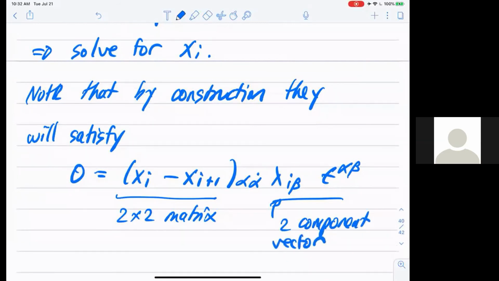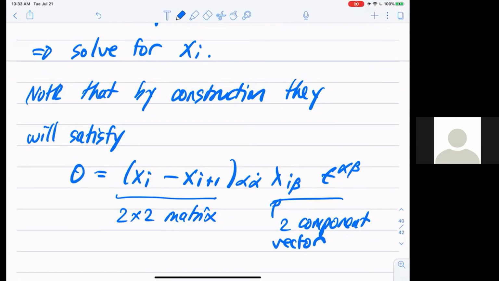So if you've got a 2x2 matrix that has a null vector, that is a vector that gives zero when you hit that vector with your matrix. That's what this equation is telling us. We have a 2x2 matrix, and there exists a vector lambda such that when we act on that vector with our 2x2 matrix, we get zero. That's called a null vector.